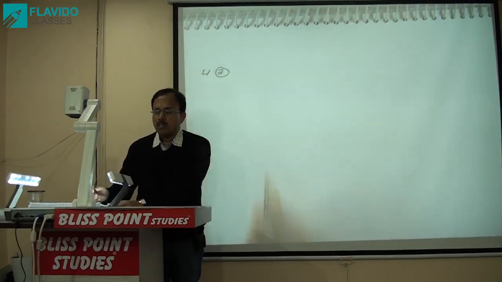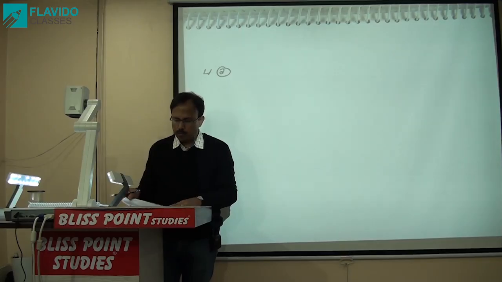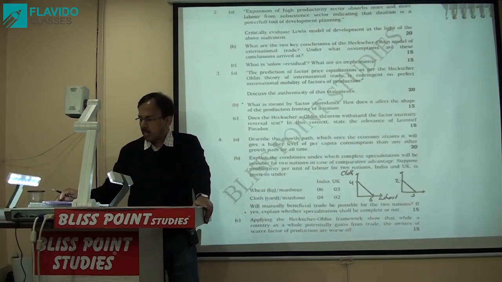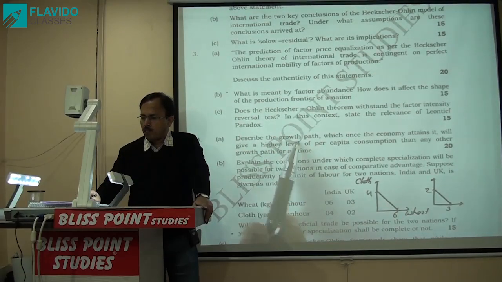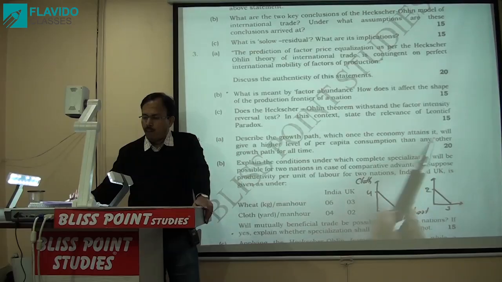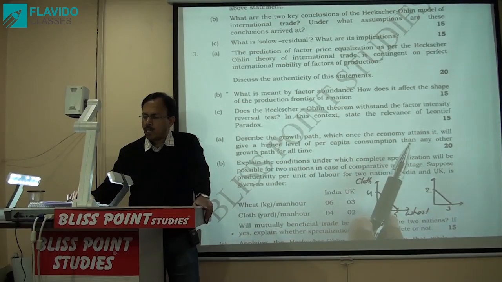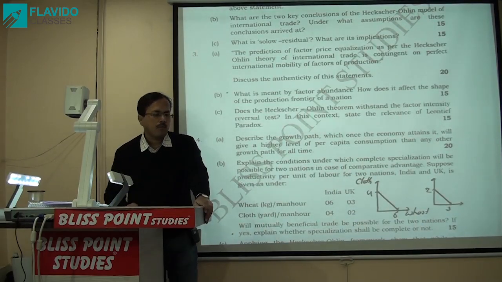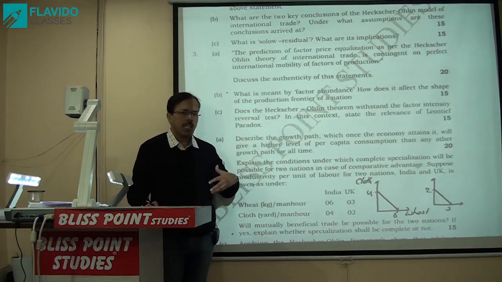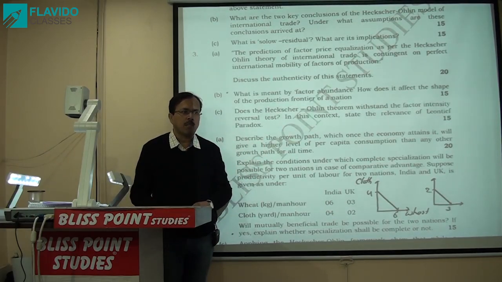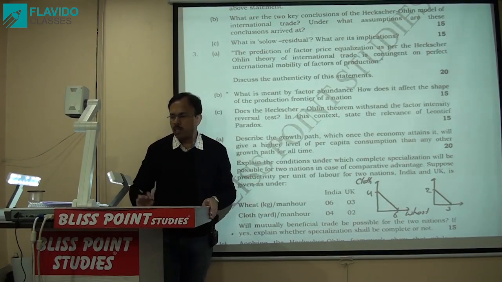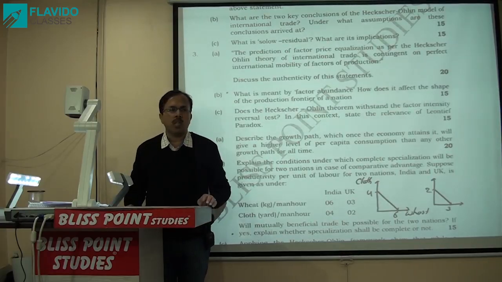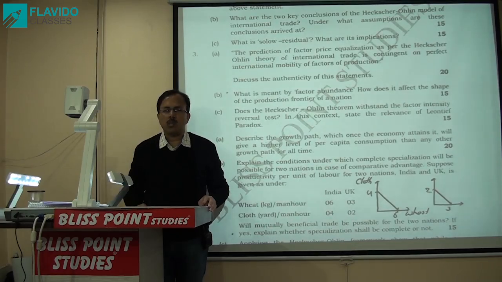From last 3-4 years, it says describe the growth path which once economy attains it will give a higher level of per capita consumption than any other growth path for all the time. Describe the growth path which once attained gives a higher level of per capita consumption than any other growth path for all the time. मतलब उस पॉइंट पे पर कैपिटा कंजम्पशन की जो वैल्यू होगी वो हायर होगी एज कंपेयर टू एनी अदर ग्रोथ पाथ. So this is basically referring to the golden rule steady state.